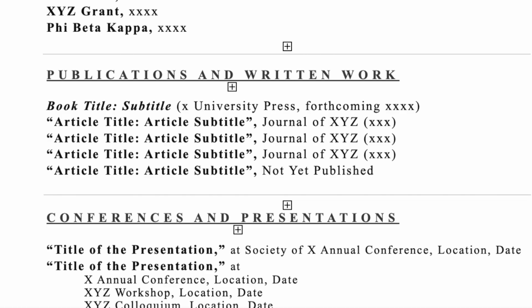Next, we're going to go to publications and written work. If you haven't officially published anything, that's perfectly fine. You just want to make sure that you're including anything that was a major paper that you've written that you perhaps are considering publishing, and you want to say, for example, not yet published or forthcoming in X journal. So you're going to want to include any information related to your published or written work.